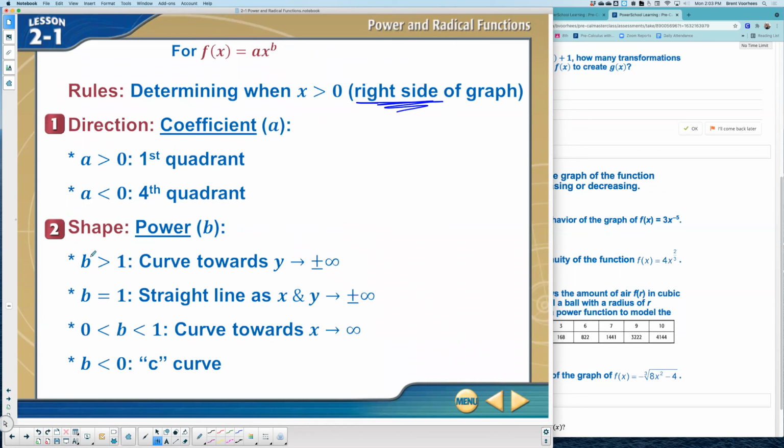If your B is greater than 1, it curves towards the y-axis. If B is equal to 1, it's a straight line, that's linear if your power is 1. I usually skip this one, but if B is negative, it's a C curve. The one I skip and throw in last is if your B is in between 0 and 1, meaning it's less than 1, but it's positive. It's going to curve towards the x-axis. So that's the 4 options.